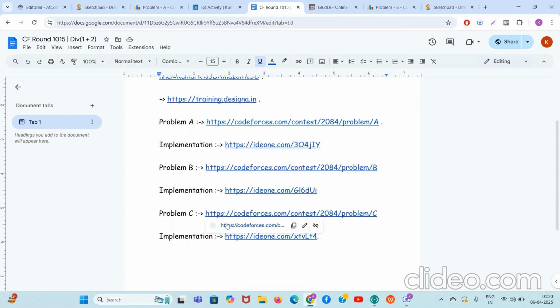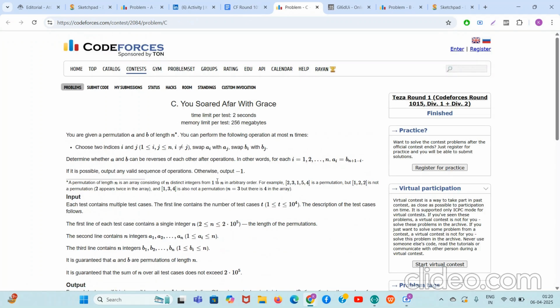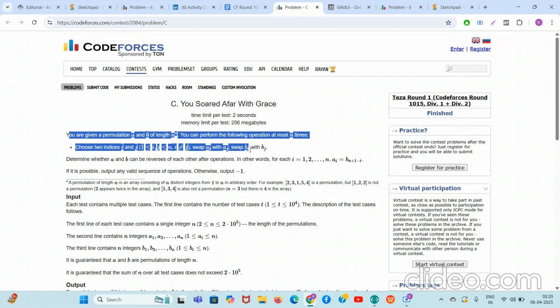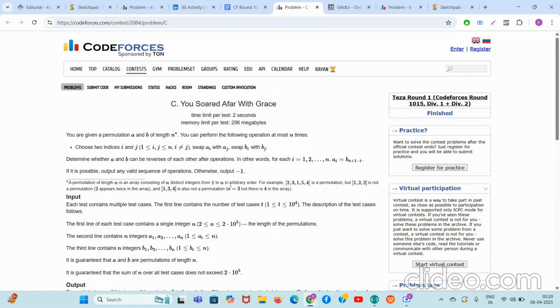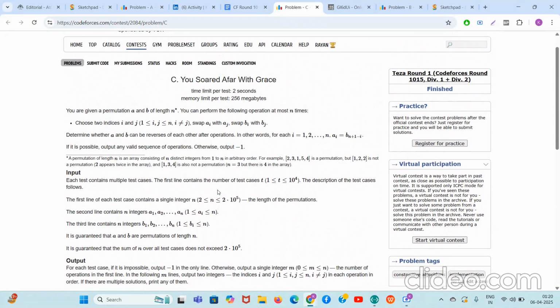A few days back, CodeChef asked a similar problem, which makes solving this problem very easy. They are giving you two permutations, A and B. What you can do is swap A_i with A_j, but at the same time you will have to swap B_i with B_j. Determine if A and B can become the reverse of each other after some operations.